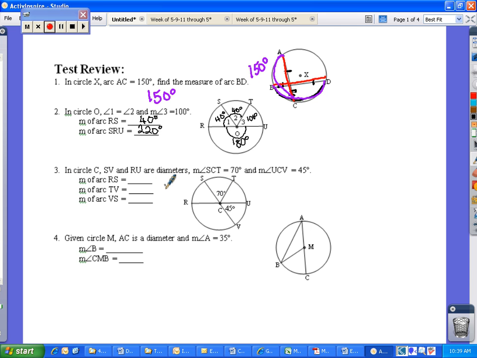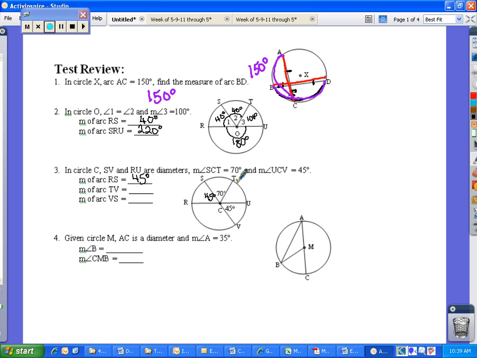Number 3. For number 3, I know that since this is a diameter and this is a diameter, that this angle is a vertical angle to the other 45 degree angle. So therefore arc RS is also 45 degrees.